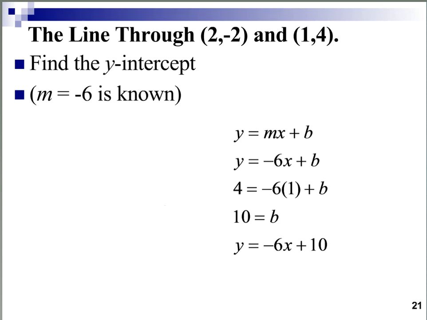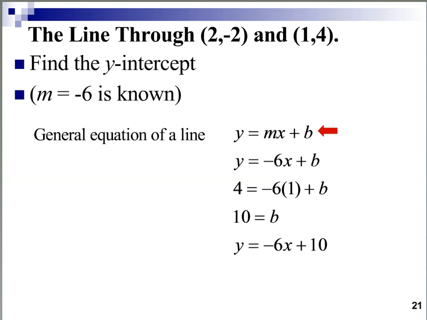So now that we know the slope, which is -6, let's go ahead and do the next step, which is to find the value of the y-intercept. You can see the steps laid out here on the right side, but let's walk through them one step at a time to make sure you know what's going on here.